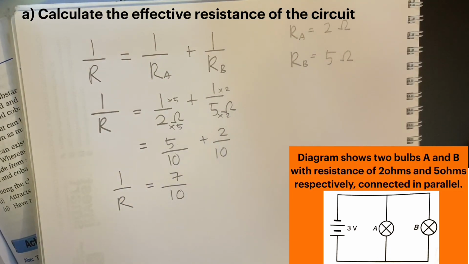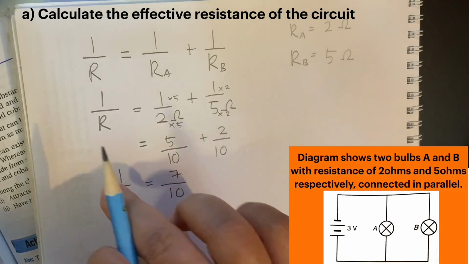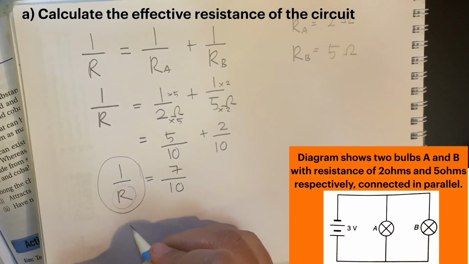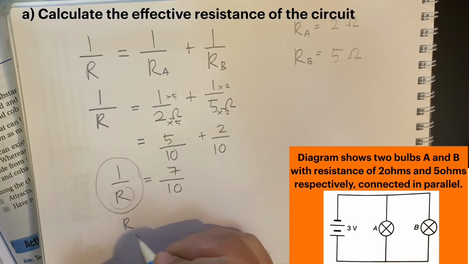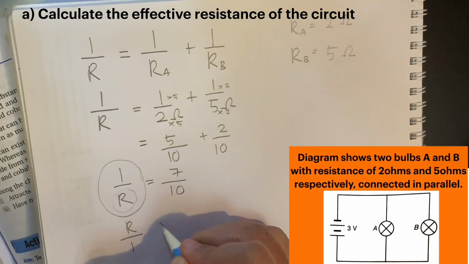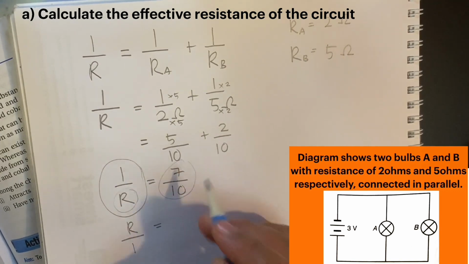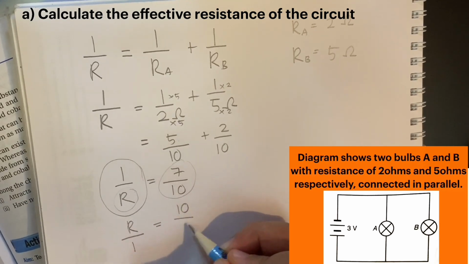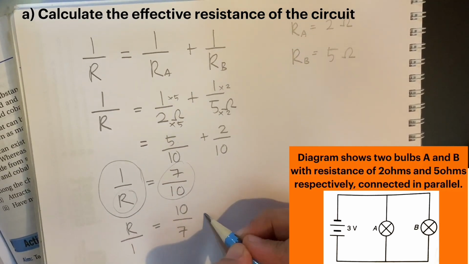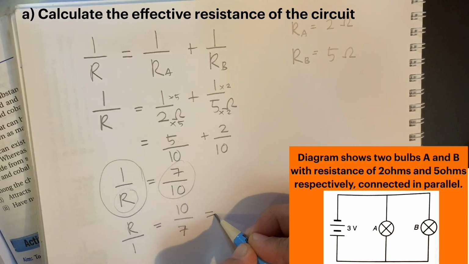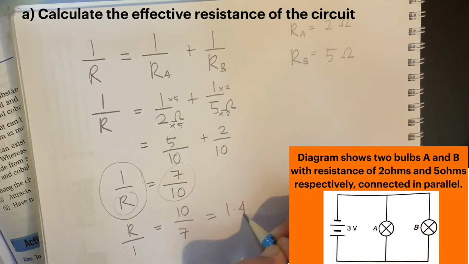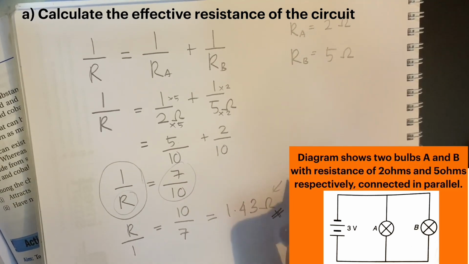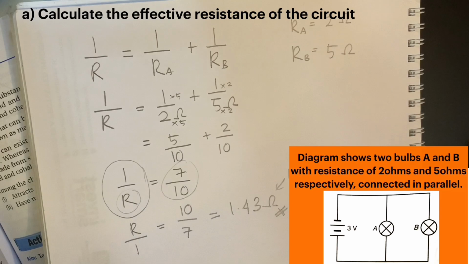So to find the effective resistance, we inverse this reciprocal. We bring the R above and 1 down. It means this side also needs to be inverse. 10 bring up and 7 bring down. So the answer will be 1.43 ohms. That is the effective resistance.